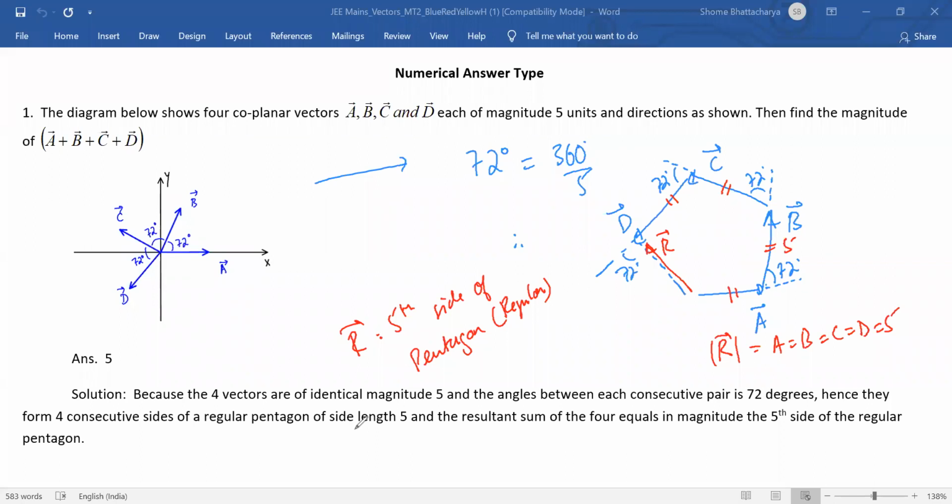Alright. So this is the key to catching it, that this angle is 1/5 of 360, and this A, B, C and D are all equal magnitude. So they are all at 72 with respect to each other. That means they are like consecutive sides, the four consecutive sides of a regular pentagon. Is this clear? Okay, good.